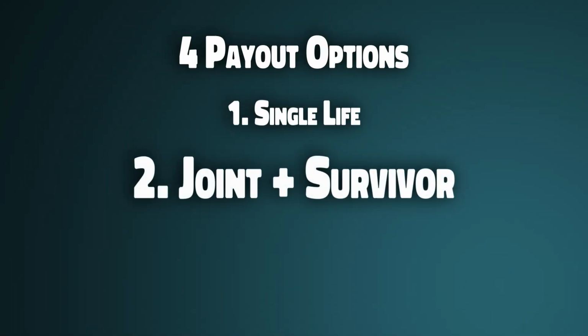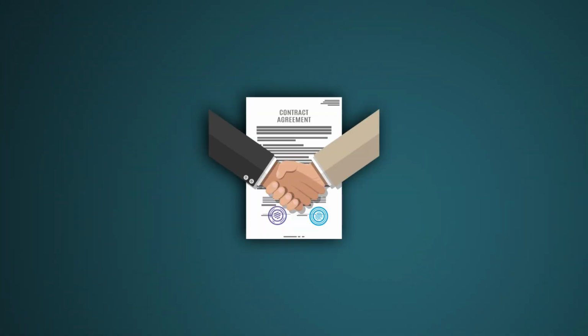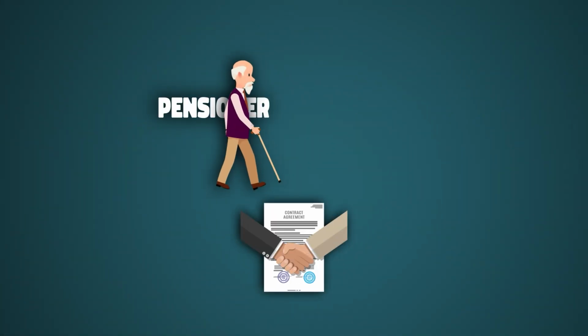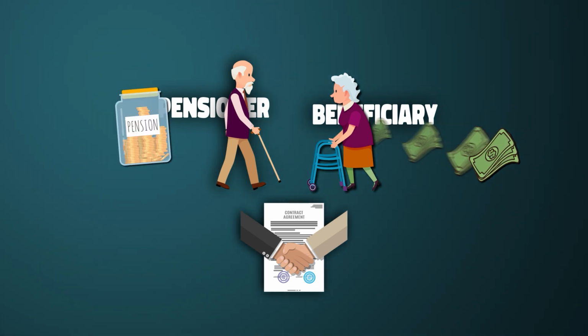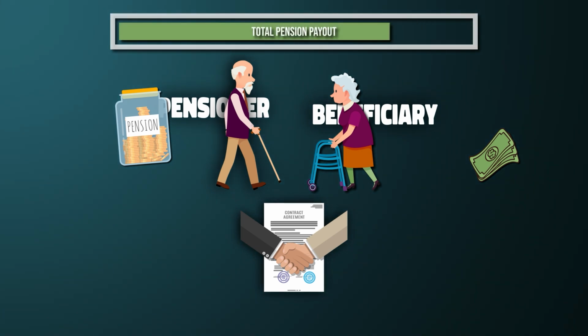Then you have what's called a joint and survivor annuity, and this is where there's some kind of blended split where there's 2 parties insured. There's the owner of the pension, and then there's the spouse or whoever is the beneficiary of the pension. And usually in exchange for the insurance or the continued payout that goes to the beneficiary, there is a reduction in the total pension payout.